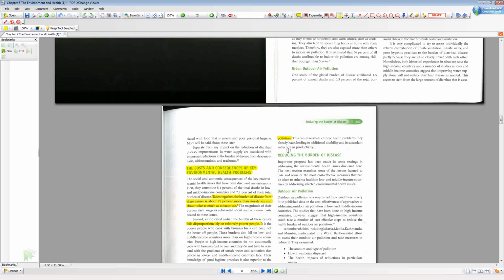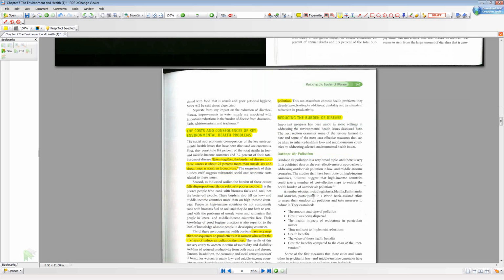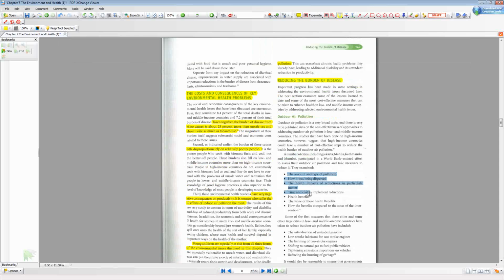Make sure you understand or read through this section here on reducing the burden of disease and how we've developed measures and indicators to try to understand some of the causes of these environmental exposures and then what we can do to try to address them.